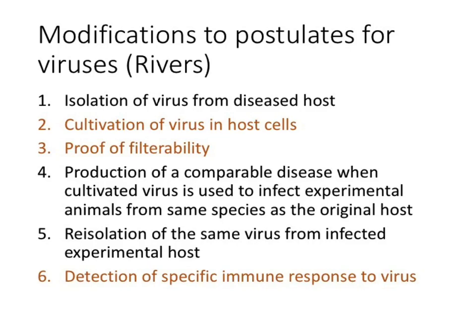These postulates were modified. I think this came up about the 1970s or 80s. Rivers came up with a method. The main changes here: cultivation of the virus on a host cell rather than in isolation, and it has to be filterable, a property we know is true for most viruses. And then detection of a specific immune response. In other words, take antibodies or serum from an individual and see if they react to the virus. And if they do, you've been infected.